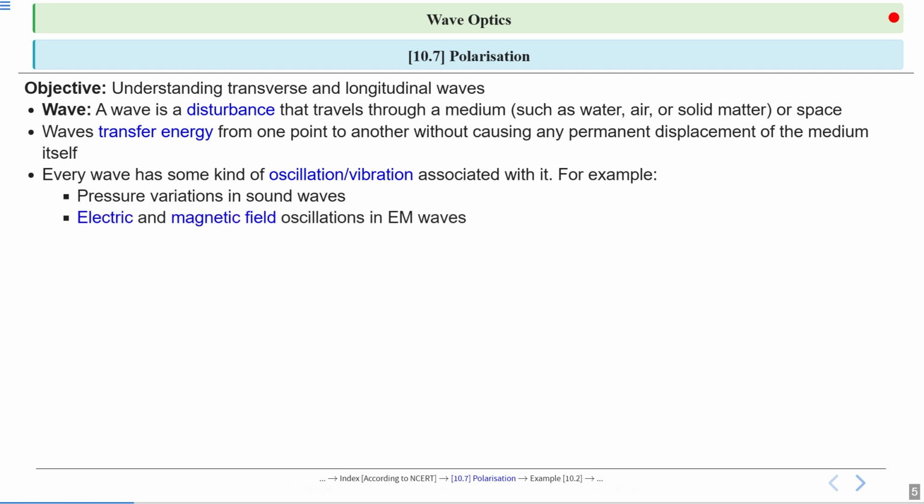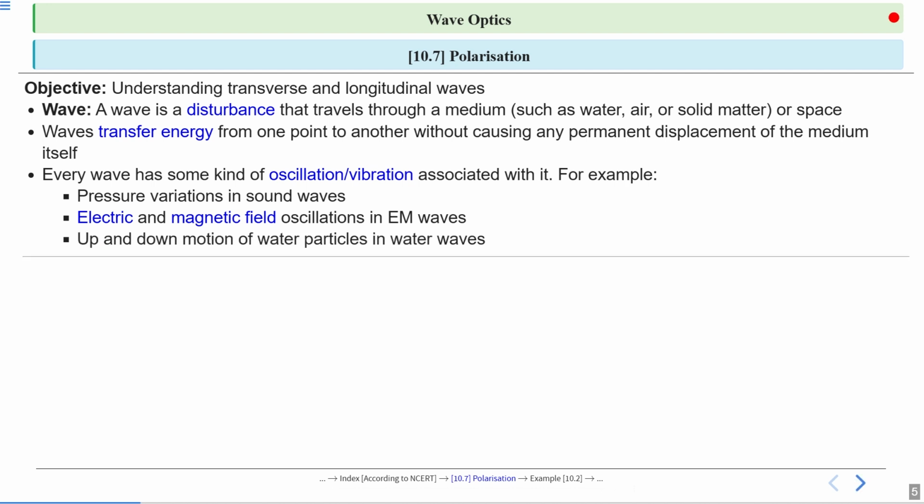So next we have electromagnetic waves or EM waves. These waves involve oscillations of electric and magnetic fields. This is crucial for understanding how light and other forms of electromagnetic radiations propagate. Finally, let's look at water waves. Here the oscillation is seen in the up and down motion of water particles. This is a more visual example of how waves can cause movement without permanently displacing the medium.